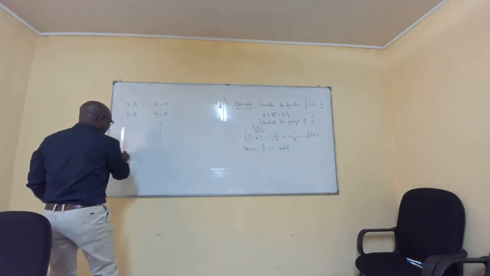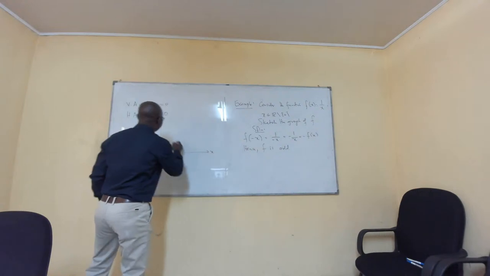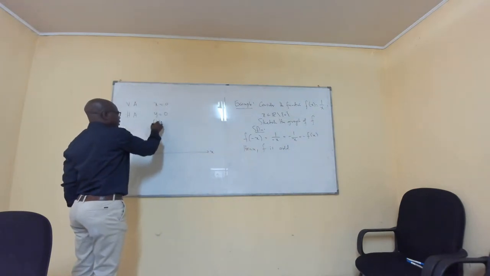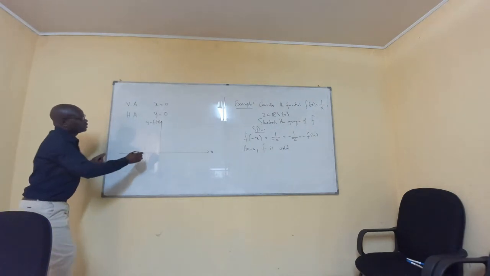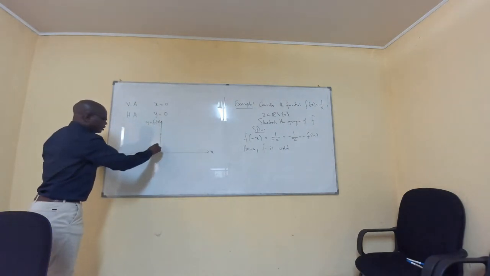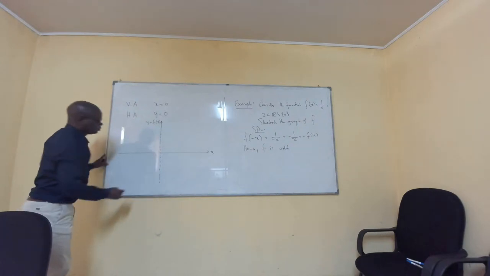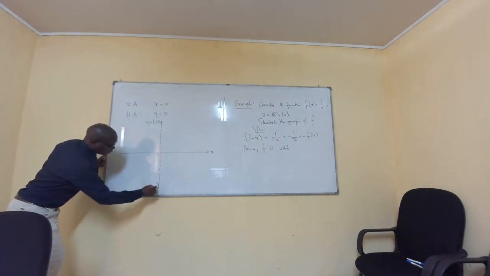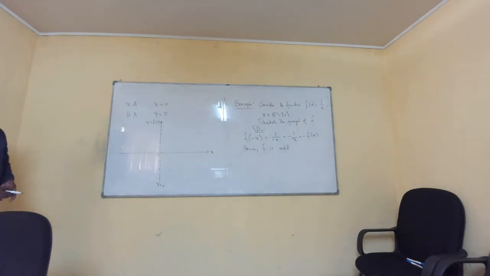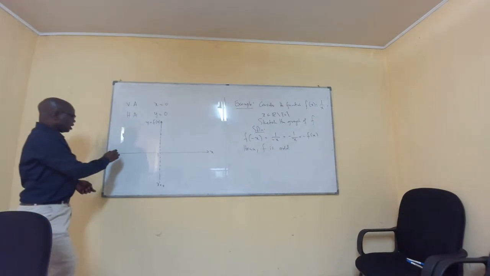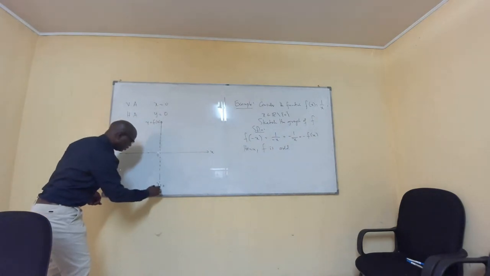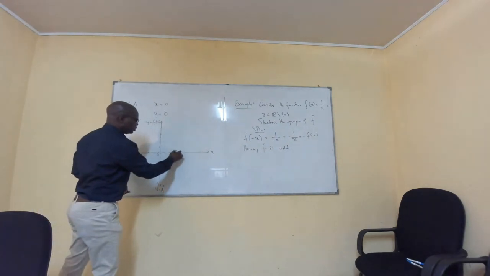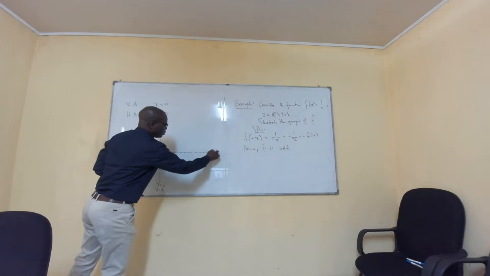So we can now try to put together this information. So this is the x-axis and the y-axis. The vertical asymptote is x equal to zero. And the horizontal asymptote is this one, which is y equal to zero.